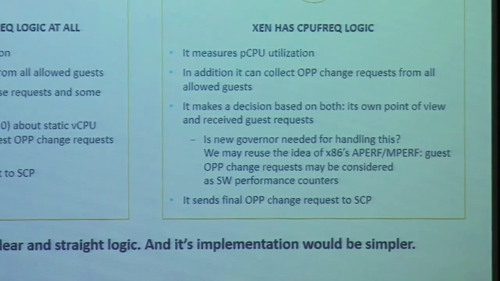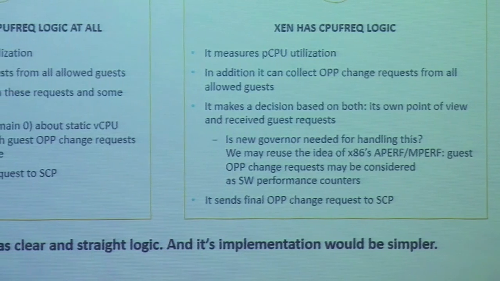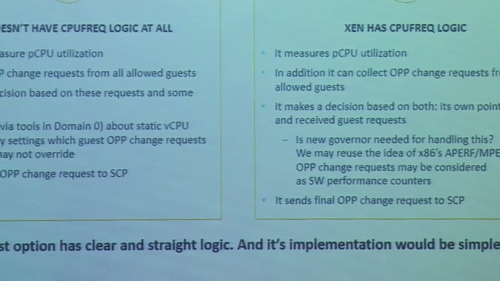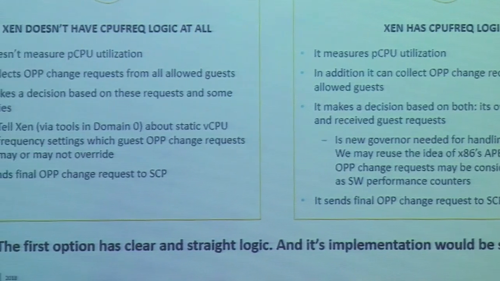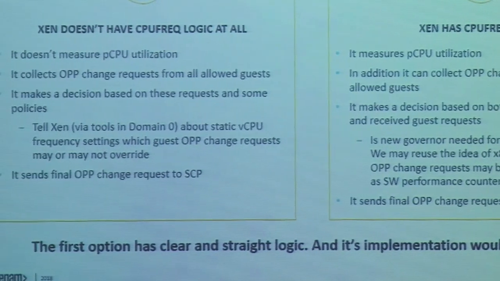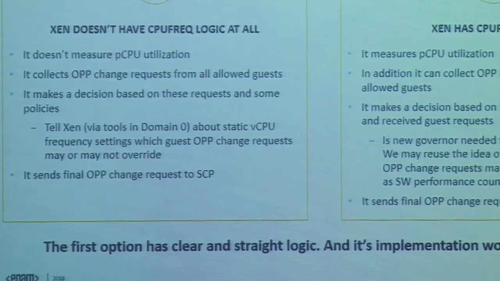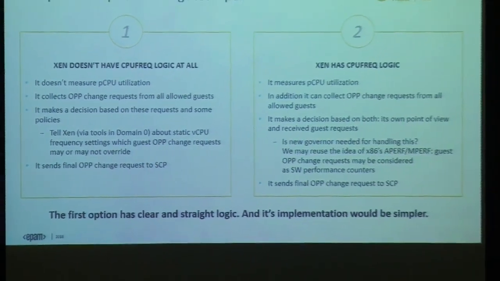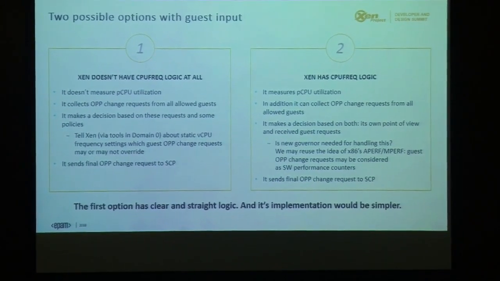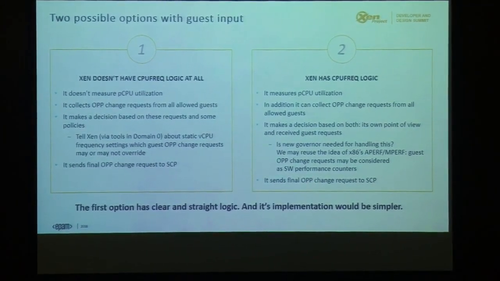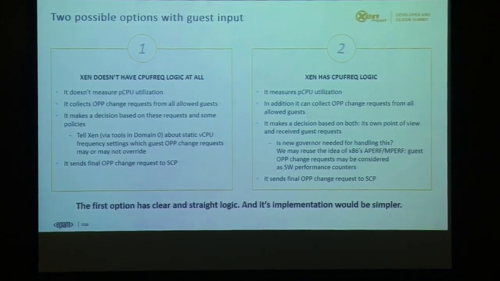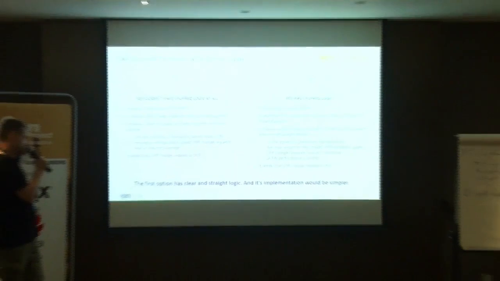Second option, Xen has CPUFreq logic. It measures CPU utilization, like right now. In addition, it can collect the guest change request. After that, it makes a decision based on both its own viewpoint and the guest request. After that, it sends the final OPP change request to the SCP.